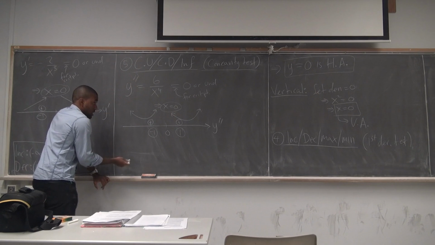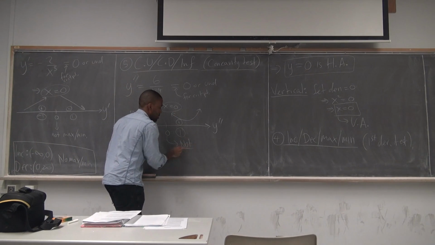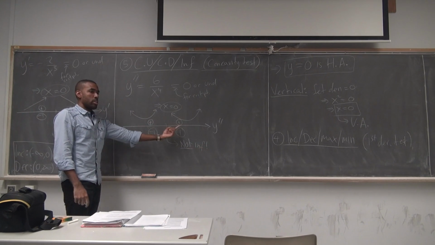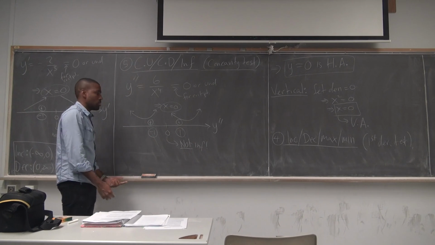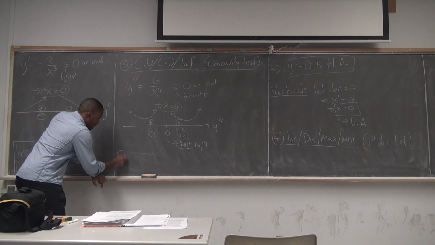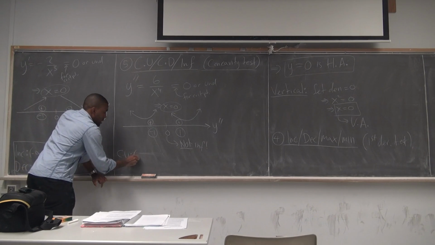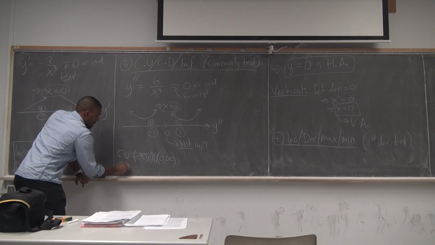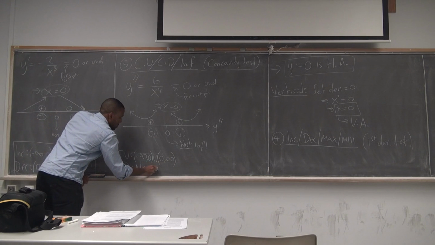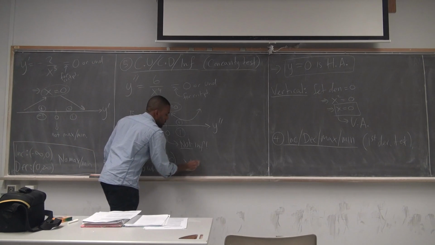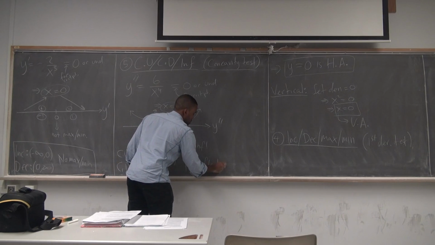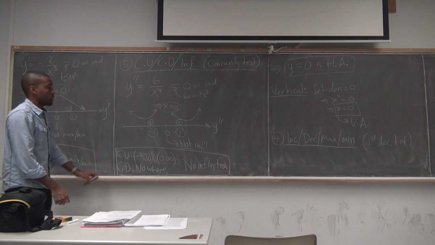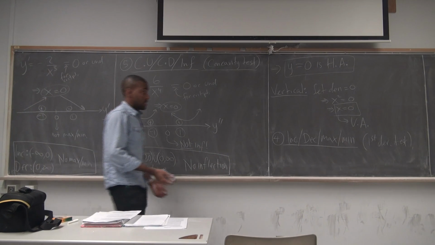This positive means concave up, so I'm still shaped like a smiley face, right? No inflection. And remember, not an inflection, not only because it doesn't switch concavity, but also because that point doesn't exist. It's not in the domain. So from this I can say, I am concave up on negative infinity to 0 and 0 to infinity. Concave down nowhere, and no inflection. And that's step 5.